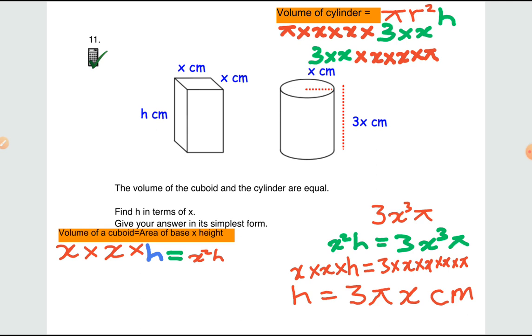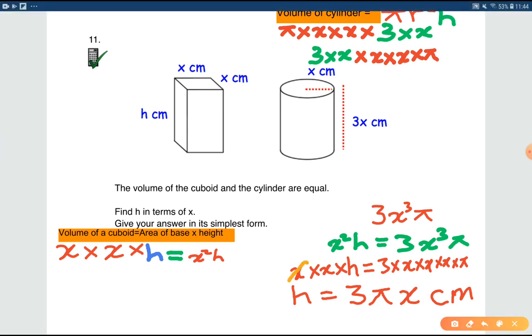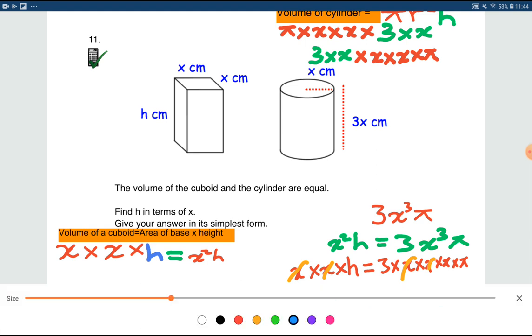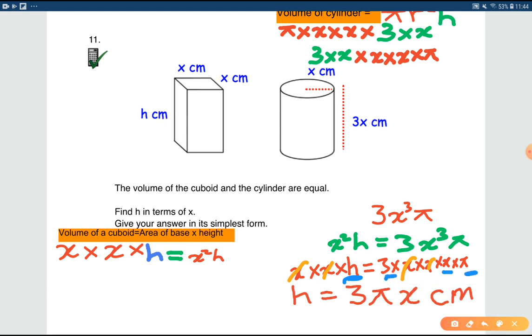So as I said, by cancelling out this x with this x and this x with this x, I was left with just the h, the 3, the x and the pi here, which I have written. The h is here, the 3 is there, the x is here, and the pi is here. And so that's our answer. h written in terms of x.